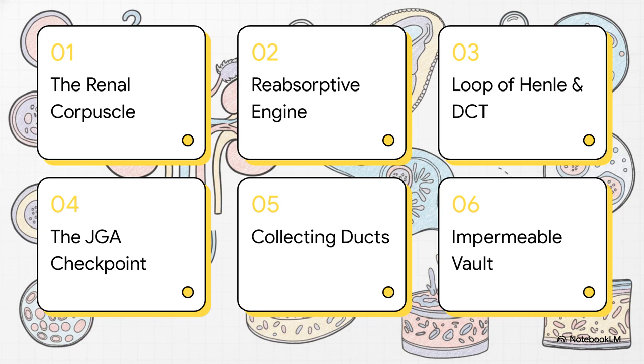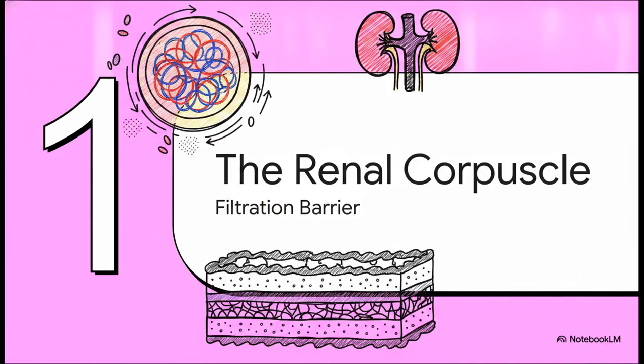1. The renal corpuscle. 2. The reabsorptive engine. 3. The loop of Henle and DCT. 4. The JGA checkpoint. 5. The collecting ducts. And 6. The impermeable vault. Zone 1. The renal corpuscle and filtration barrier.